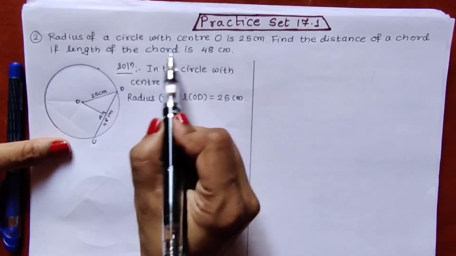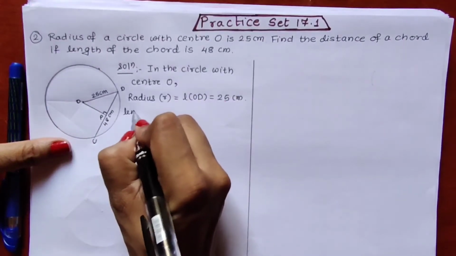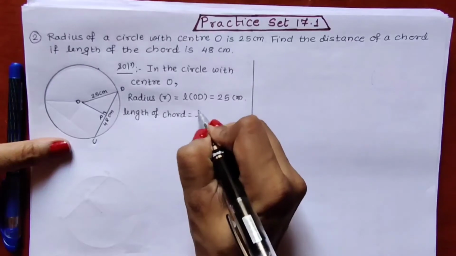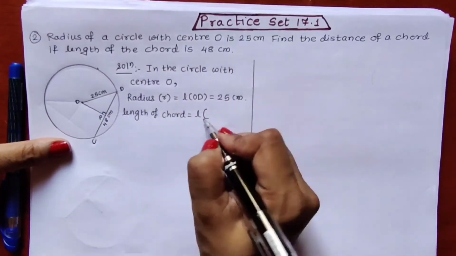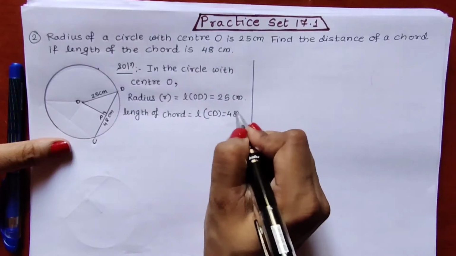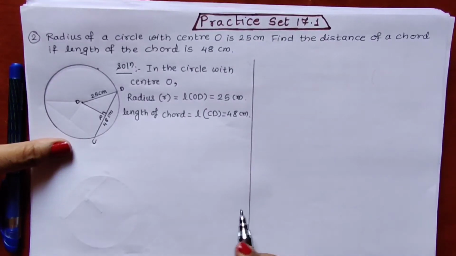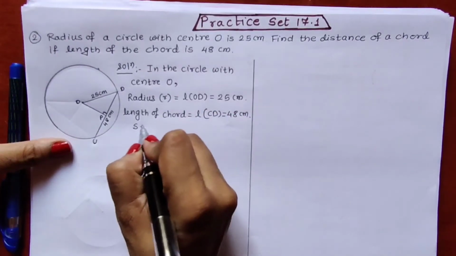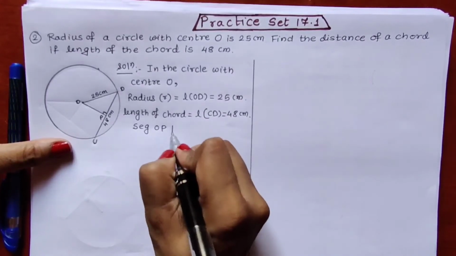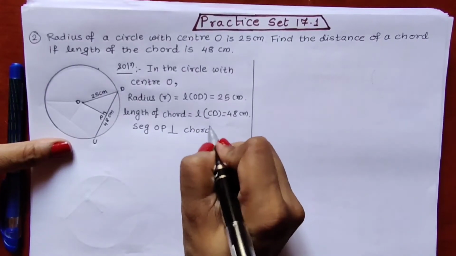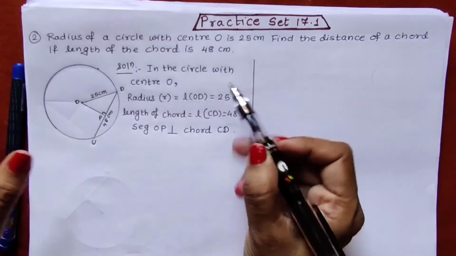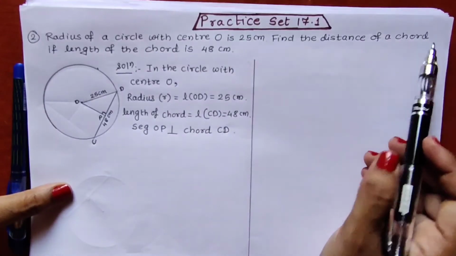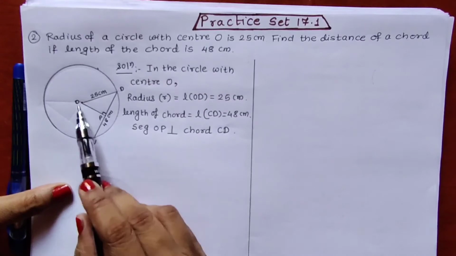Again, what is given? The length of the chord is 48 centimeter. Chord name is CD, so length CD is equal to 48 centimeter. This is given to us. Again, segment OP is perpendicular to chord CD. All these things are given to us in the question. We have to find out the distance of the chord from the center of the circle, so that means we have to find length OP.